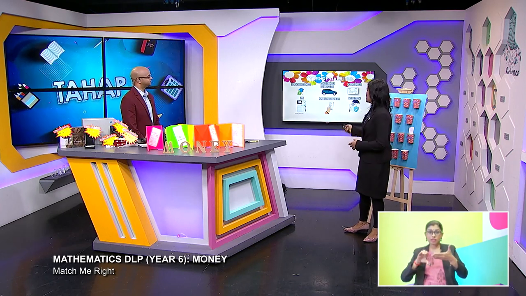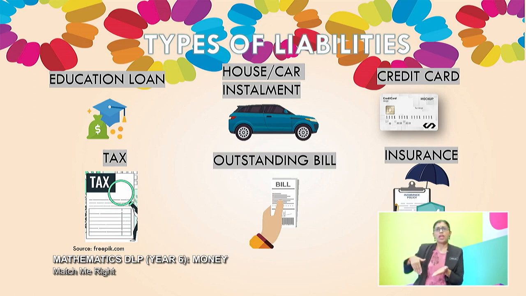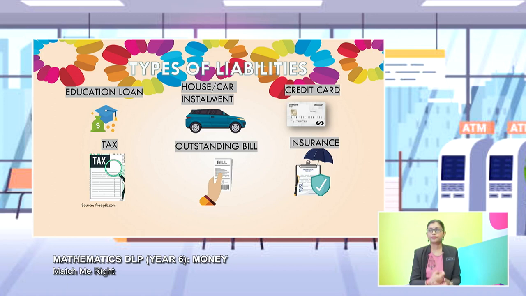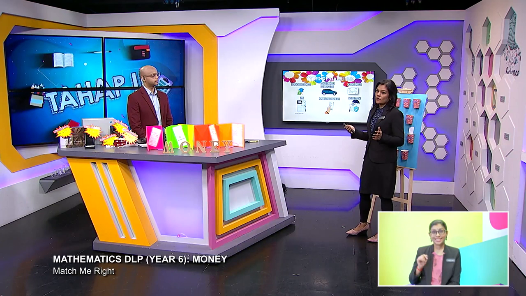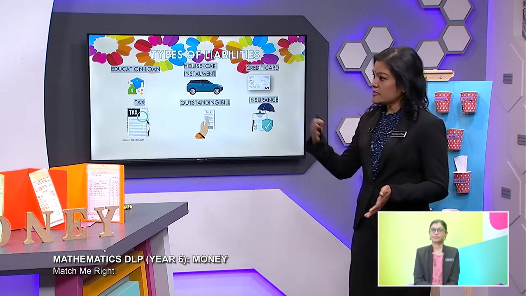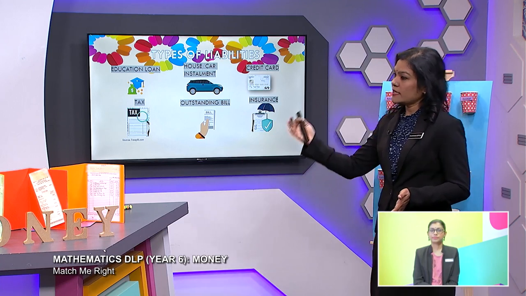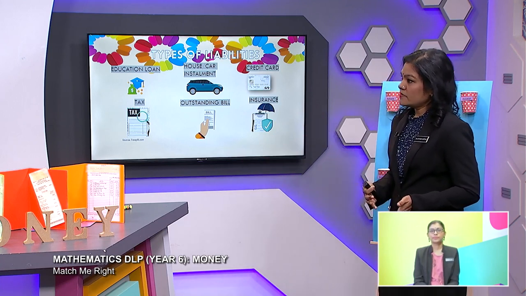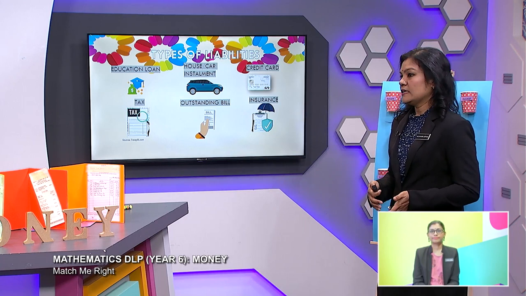Okay, we look at the examples, Sean. Can you see? We have education loan, house or car installment, credit cards, insurance, outstanding bill and tax. Tax and also the insurance, we are paying installment, right? Either you are paying monthly, quarterly, annually, you are still paying until it reaches maturity, right? So it comes under the liabilities.